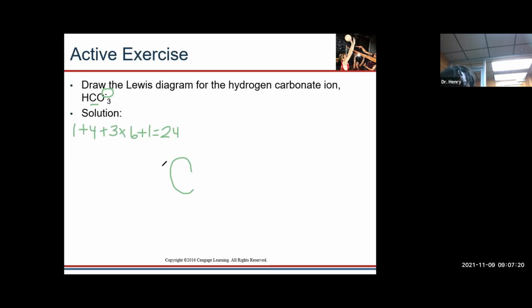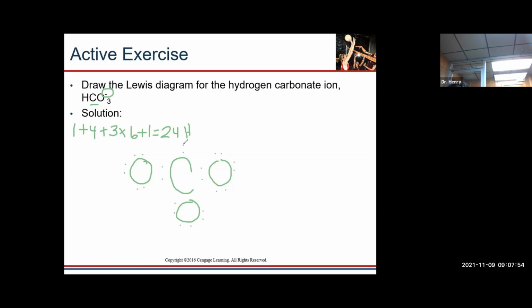So let's go ahead and put 1, 2, 3, 4 around the carbon. We have that one extra, so we're just going to go ahead and put that one extra. And then we have oxygens. There's 1, 2, 3, 4, 5, 6. There's 1, 2, 3, 4, 5, 6. There's 1, 2, 3, 4, 5, 6. And then we have that one hydrogen.